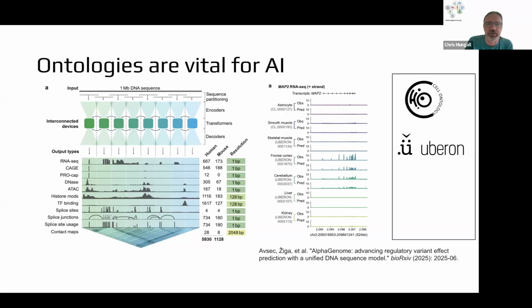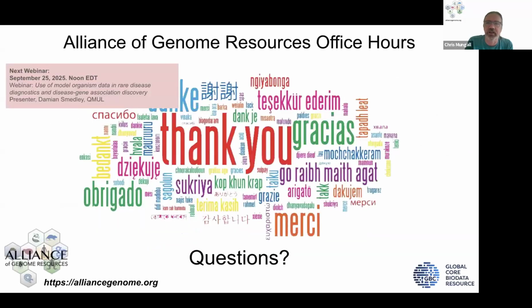And I think just with that kind of future looking thought, I'll leave it here. And again, just to highlight the next talk coming up, which touches on some of the themes I covered here, which is from Damien Smedley on using model organism data, and in particular phenotypic data for disease gene association discovery. And with that, I will take any questions.